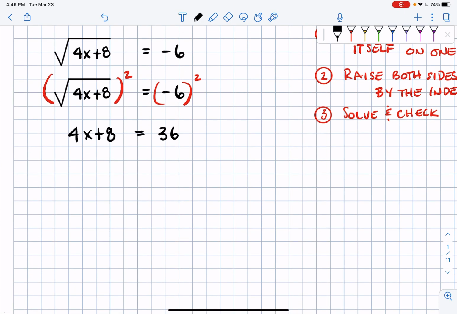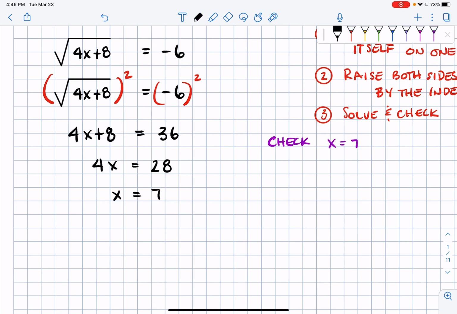Then I solve for x. Subtract the 8 from both sides. I get 4x is equal to 28. And then divide by 4, I get x equals 7. Now, I can't box this answer yet until I check. So I'm going to go ahead and check if x equals 7 will work.